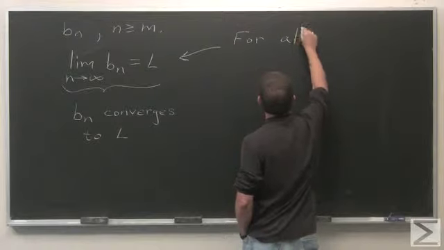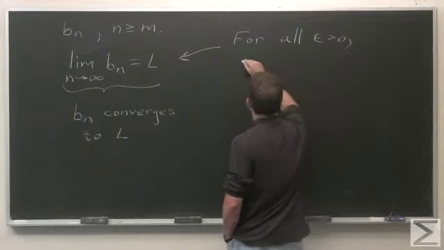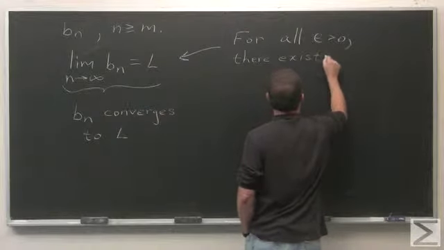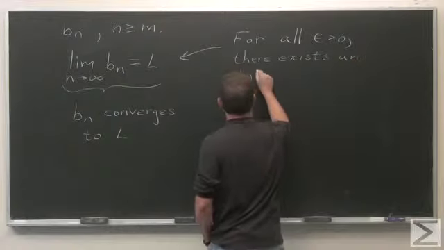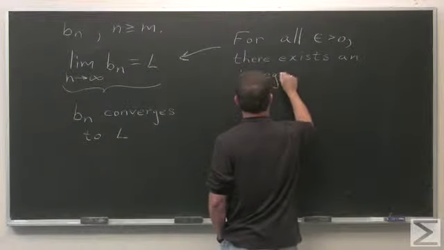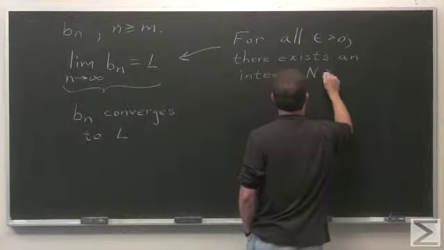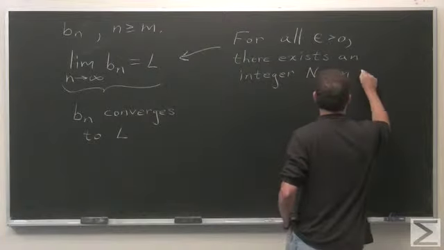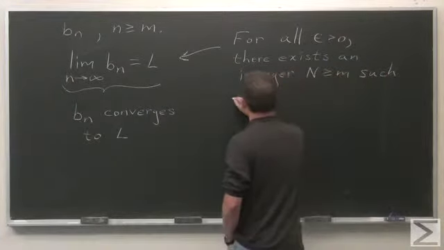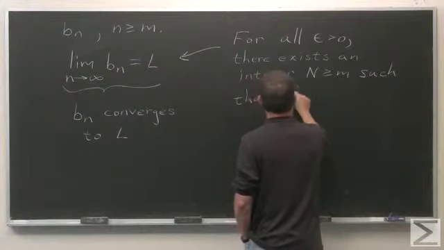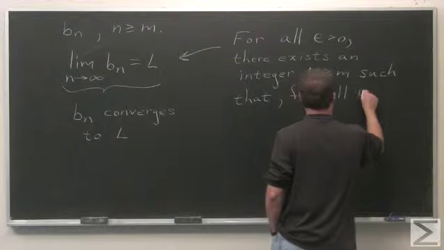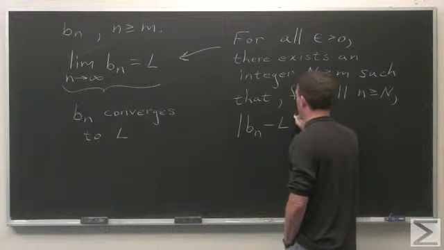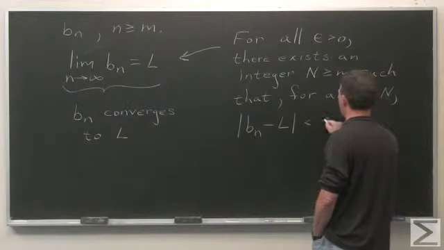For all epsilon greater than 0, there exists an integer capital N greater than or equal to our starting index for the sequence, an integer capital N, such that for all little n greater than or equal to capital N, b sub n is within epsilon of L. So the absolute value of b sub n minus L is less than epsilon.